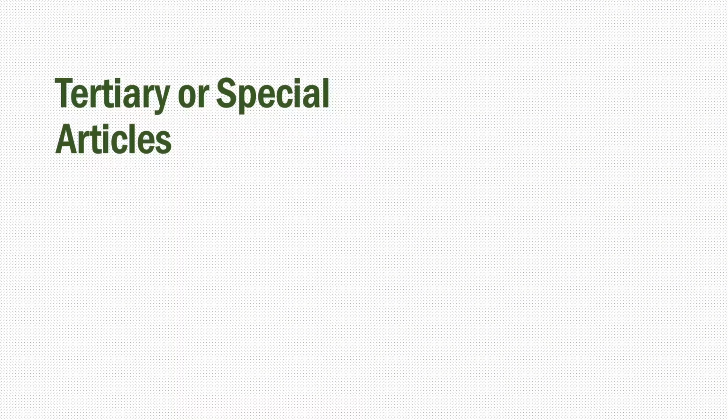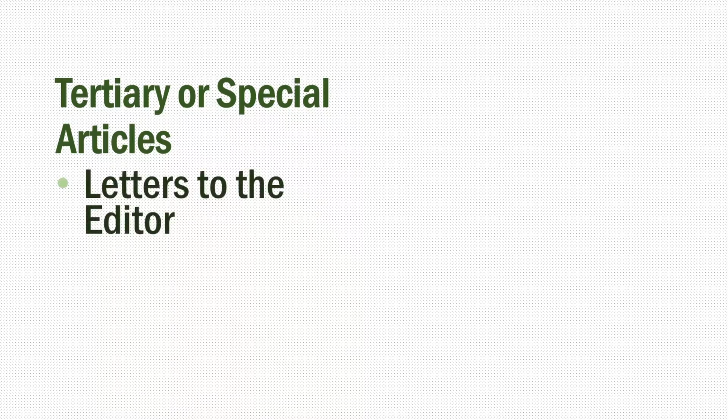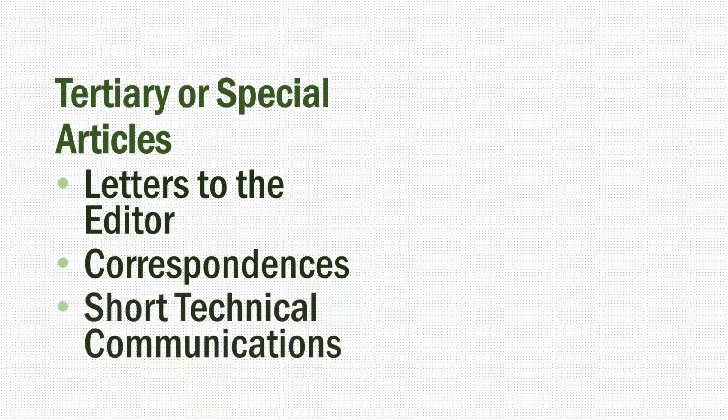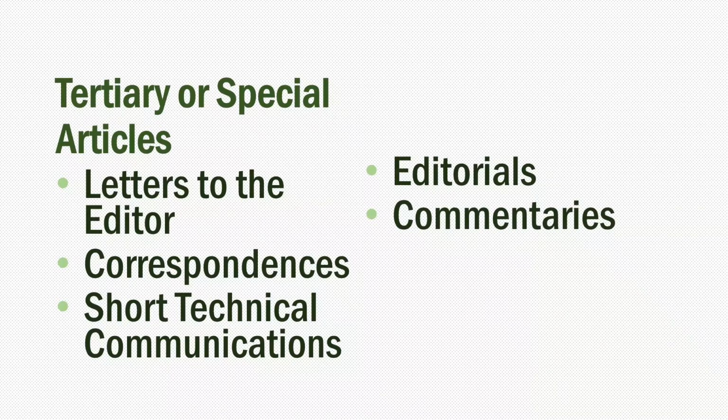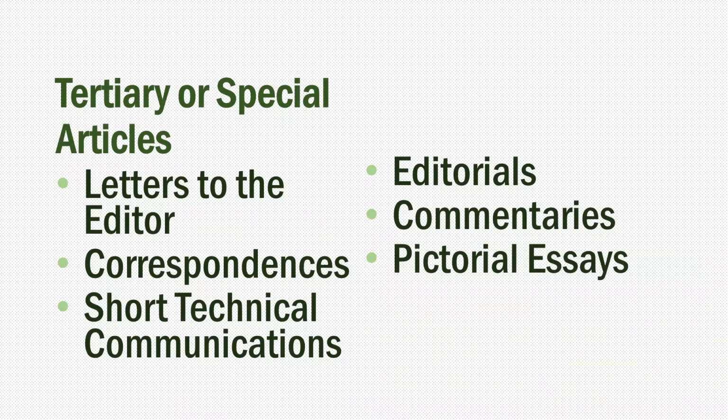Tertiary scientific literature, or special articles, are derived from primary and secondary articles and target more lay audience, or researchers in completely different fields of knowledge. These include letters to the editor, correspondences, short communications, editorials, commentaries, and picture or pictorial essays. Because of its typical reader, these publications are written in a more simplified and popular language format versus a scientific style. You can find examples of these in science magazines, newsletters, articles in newspapers, and encyclopedias. They are also widely found and consumed on the internet.